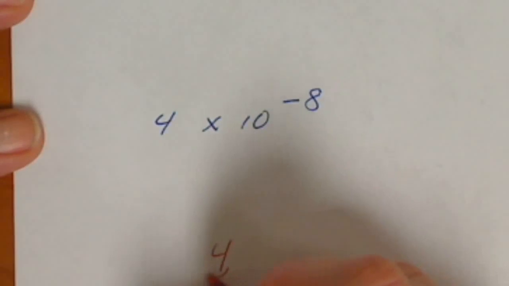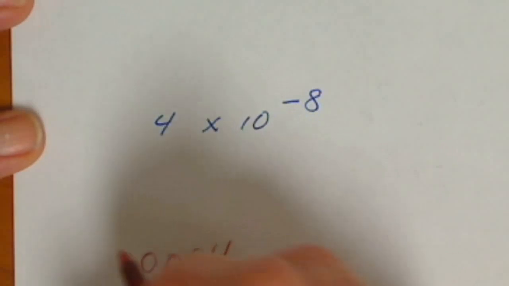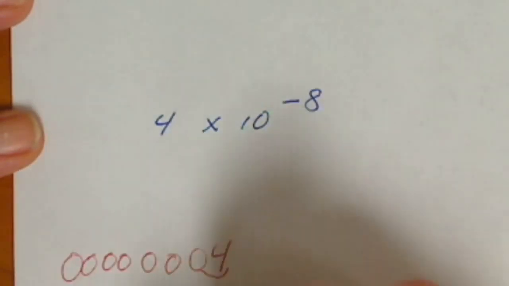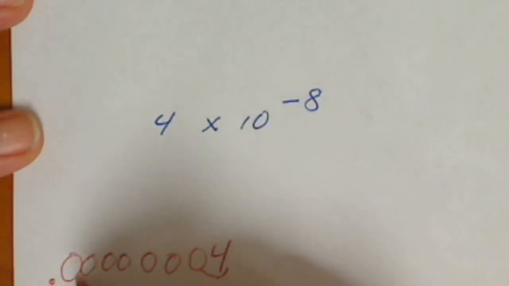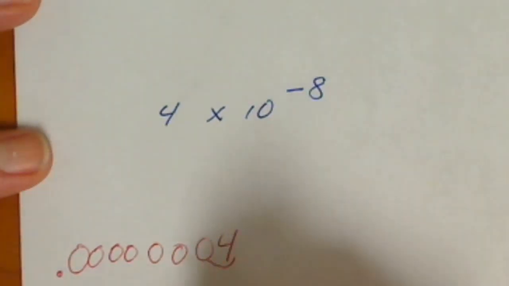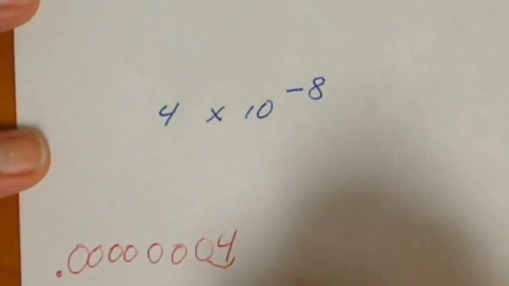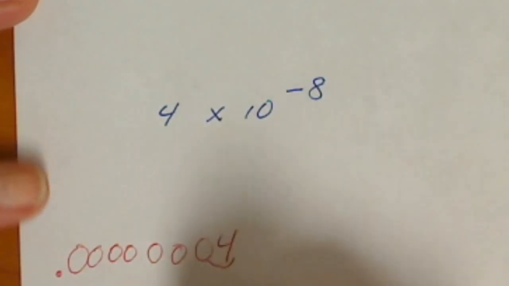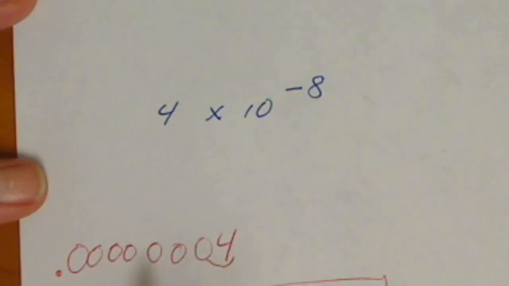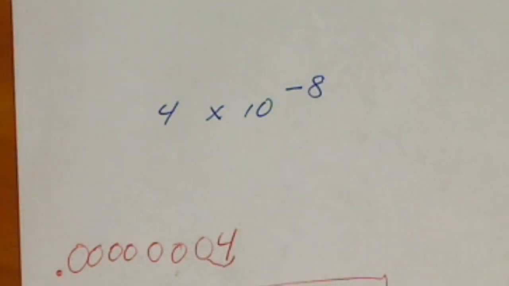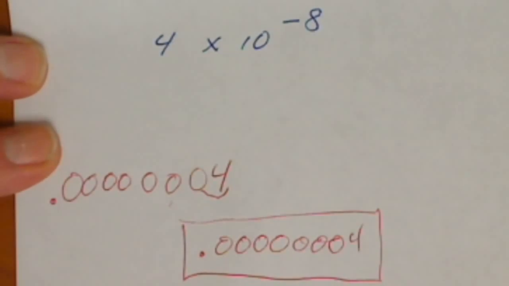So I'm going to go 1 to get around the 4 and then 7 more zeros. So 1, 2, 3, 4, 5, 6, 7, 8. 1 decimal place and 7 zeros. And always rewrite it. You don't want to box your answer in with all kind of arrows and stuff like that in it. So your final answer would be that right there, written neatly, and that is scientific notation.